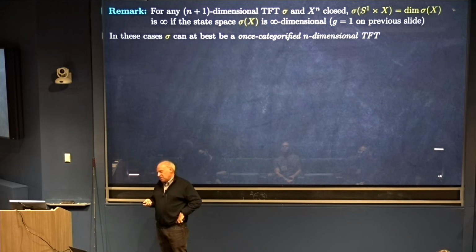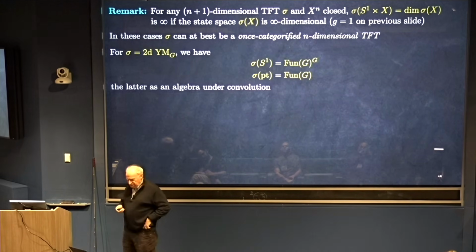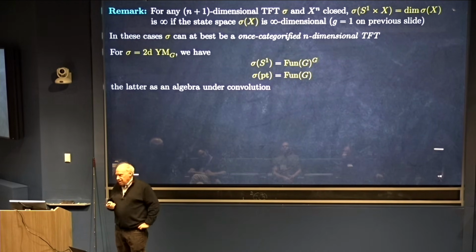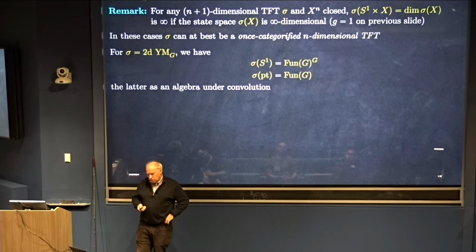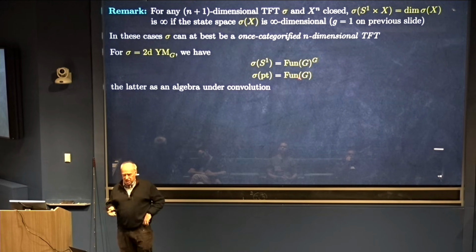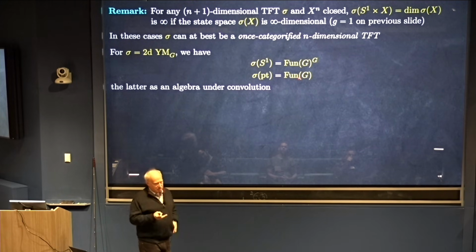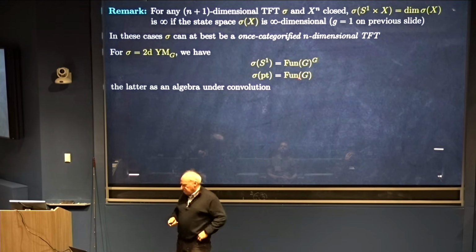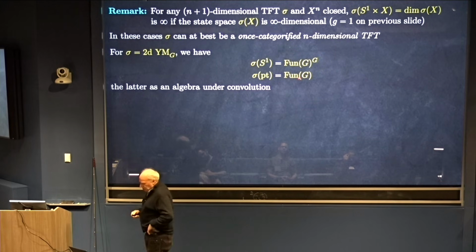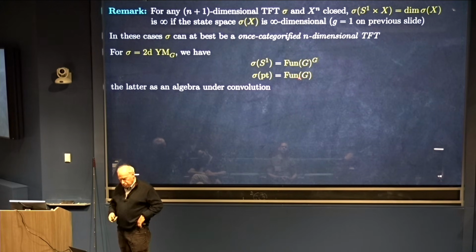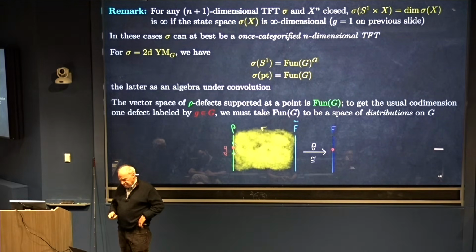Okay, so sigma at best can be a once categorified n-dimensional field theory. And now what are the values on a circle and a point? Well, on a point, we're going to get an algebra of functions. For a finite group, we have the group algebra. Here we want some algebra of functions under convolution. And what we're going to get on the circle are the central functions in that algebra.